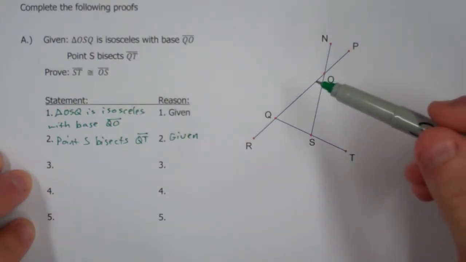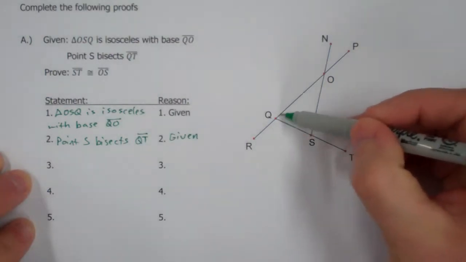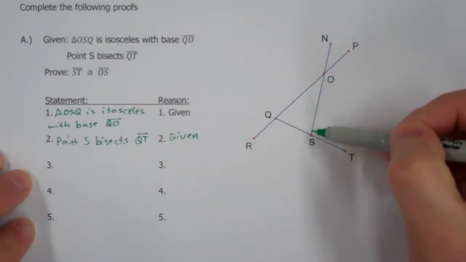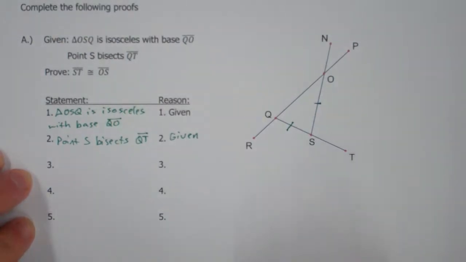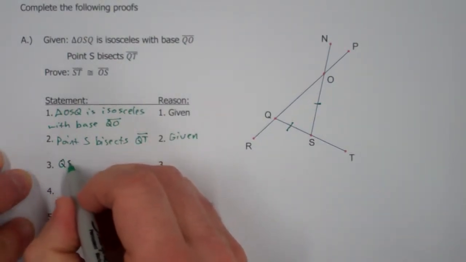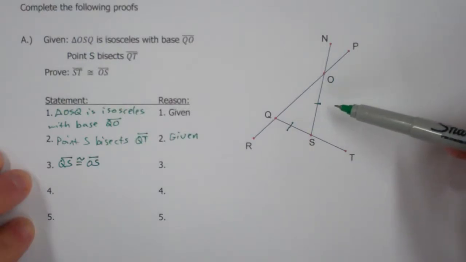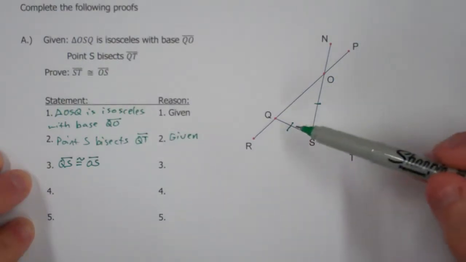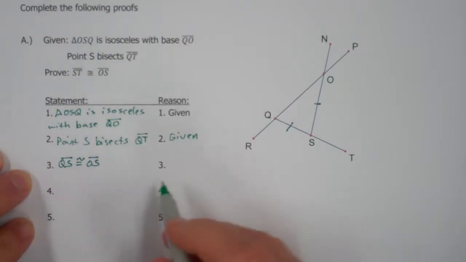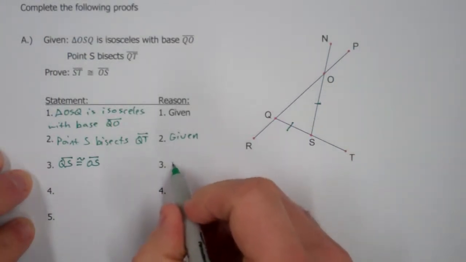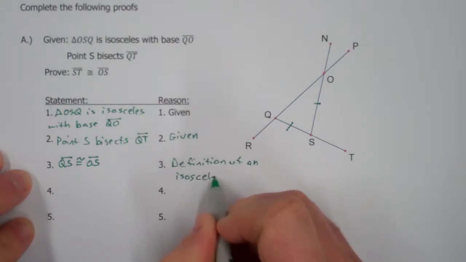What I like to do is look through my given information and see what I can logically make as a statement. So triangle OSQ is this one right here, and we're told it's isosceles with base QO. And that means that these two legs of that isosceles triangle must be congruent. So we can logically state here that QS is congruent to OS. Keep in mind that this diagram does not seem to be drawn to scale. That's okay. We're just going to go off of our given information and make logical, rational conclusions. So the reason for this, that QS is congruent to OS, is that's just the definition of an isosceles triangle.